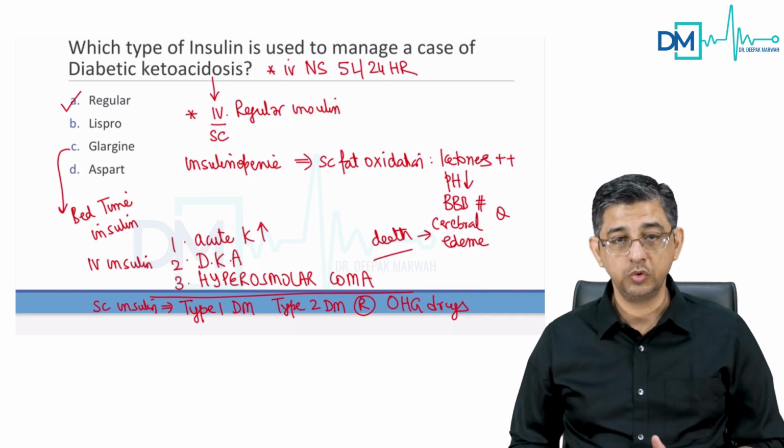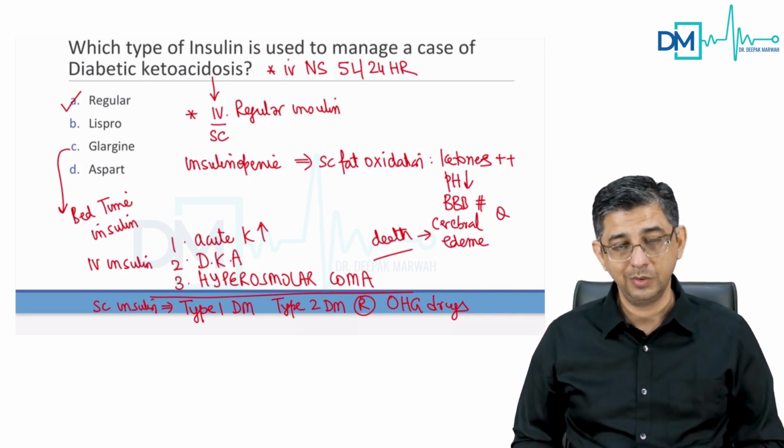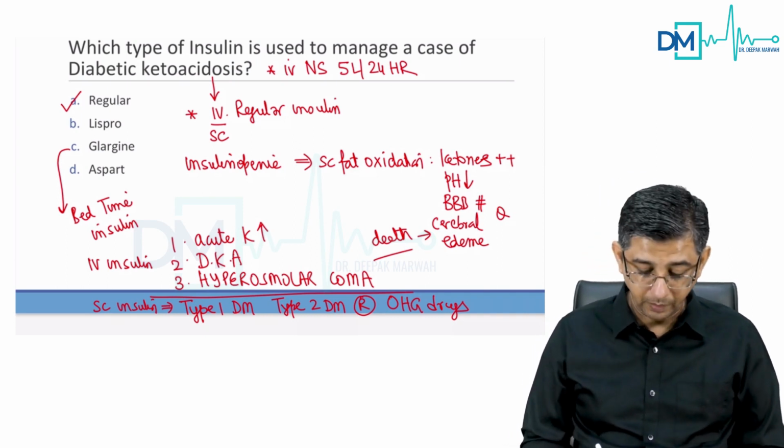Regular insulin is used to manage a case of diabetic ketoacidosis. Fairly straightforward. Moving ahead.